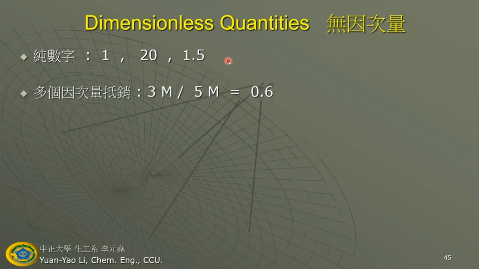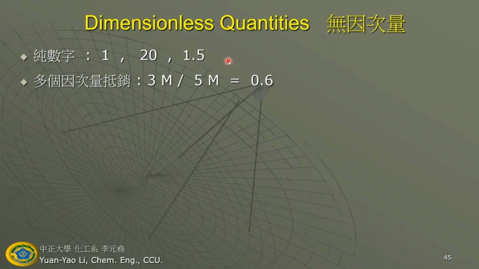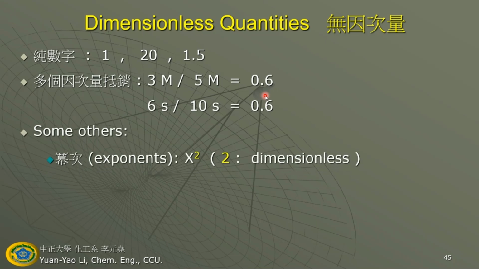Dimensionless quantities. Okay, so for example, this is a ratio: 3 meter divided by 5 meter. The ratio is 0.6, so it's 60%, right? So you don't know what this is. It can be 3 meter divided by 5 meter. It can be 3 seconds divided by 5 seconds, or 6 seconds divided by 10 seconds. So this is what we call dimensionless quantities. Okay, there are some others.